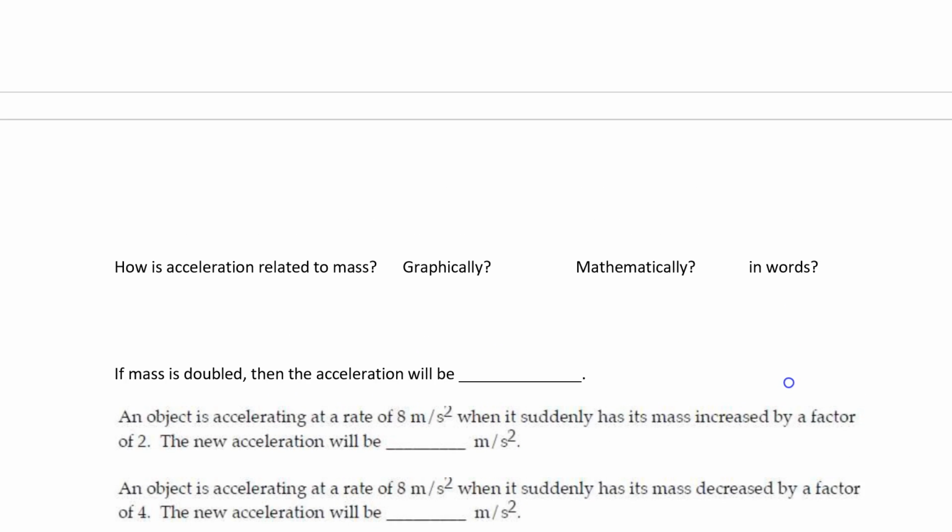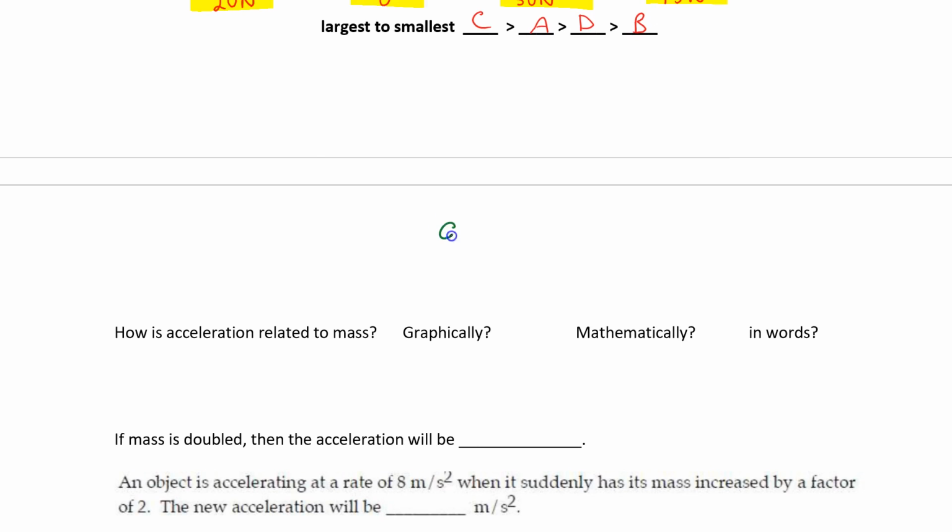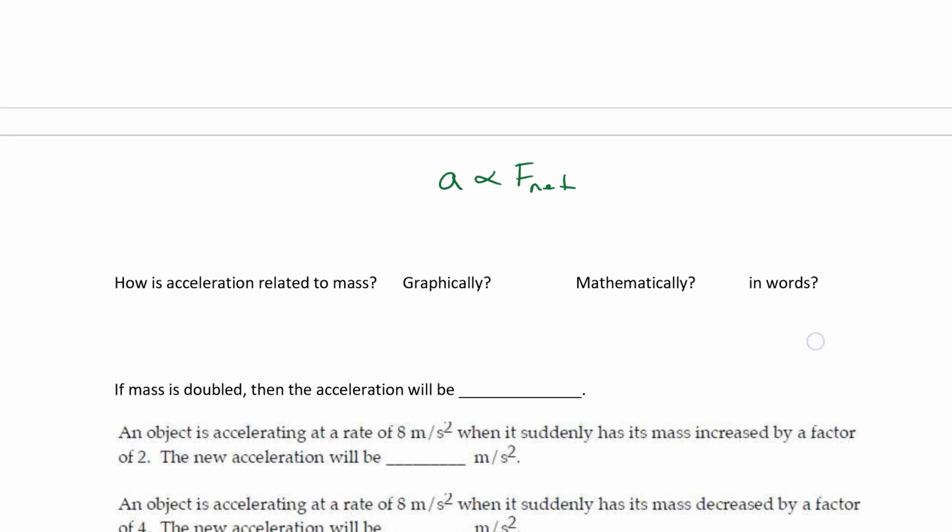All right, so we took care of acceleration. We said the acceleration was proportional to F net. And now how is acceleration related to mass? Graphically, when we did this, we found that we had acceleration, F net, and mass, pardon me, we had this kind of relationship. In order to linearize it, we graphed acceleration versus 1 over mass, and then we got a nice relationship.